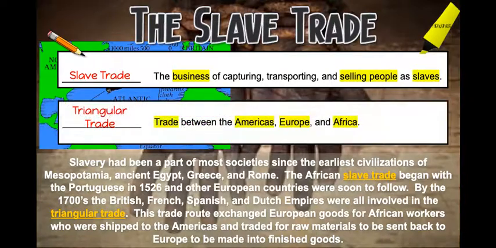The second important vocabulary term is triangular trade. And triangular trade is like I just showed you in the picture. It is trade between the Americas, Europe, and Africa.